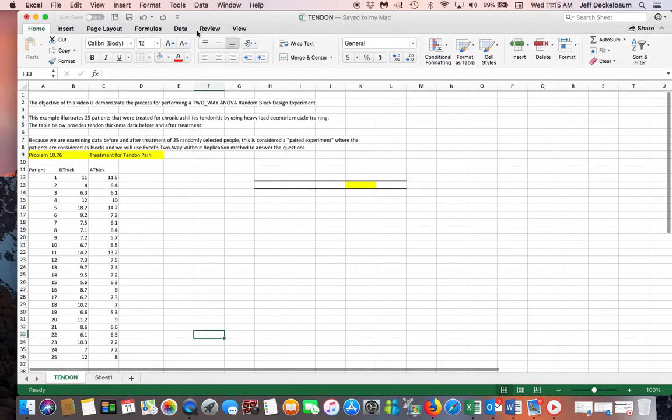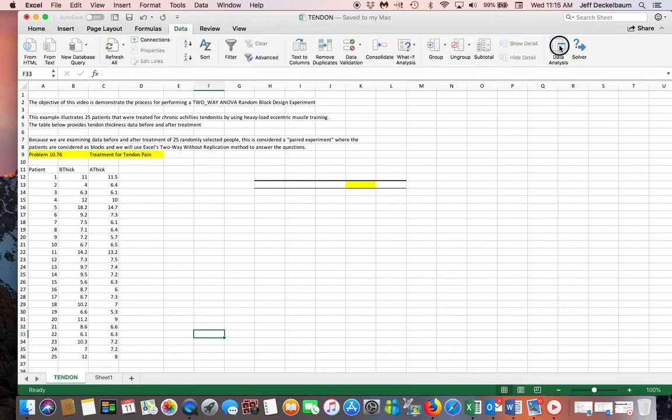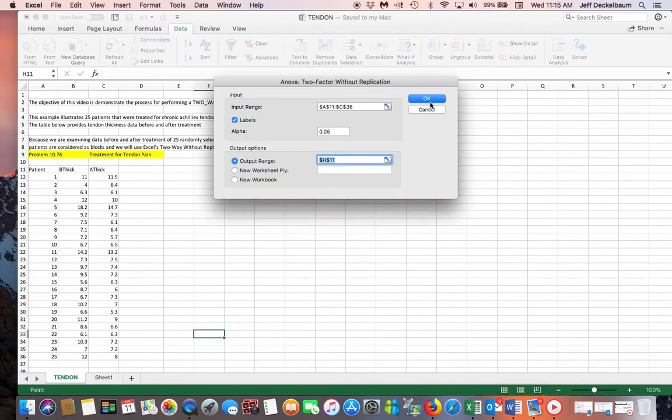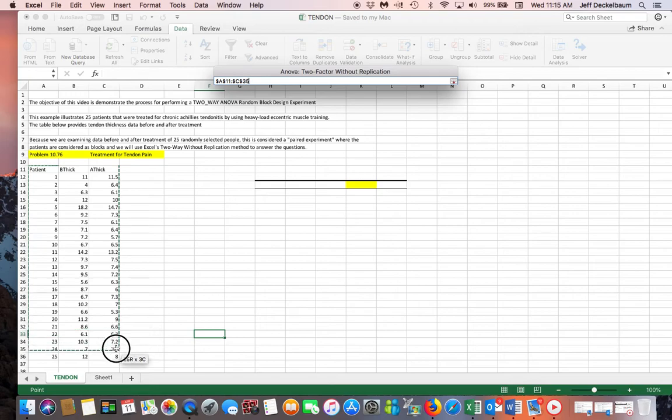So in order to do this, we're going to hit Data, go to Data Analysis. Again, here we have three different ANOVAs that we can choose from. This one is two-factor without replication. We have one data point, if you will, one before and after per patient. So that makes it without replication. We're going to hit OK, and let me clear the fields so we start fresh. So right here, we're going to capture the entire 3 columns of data.